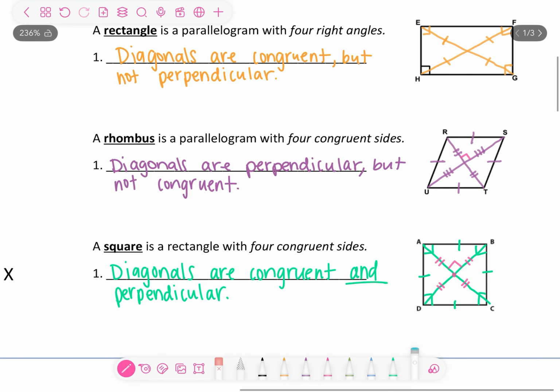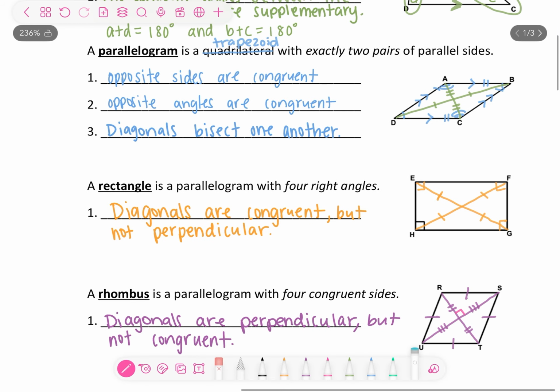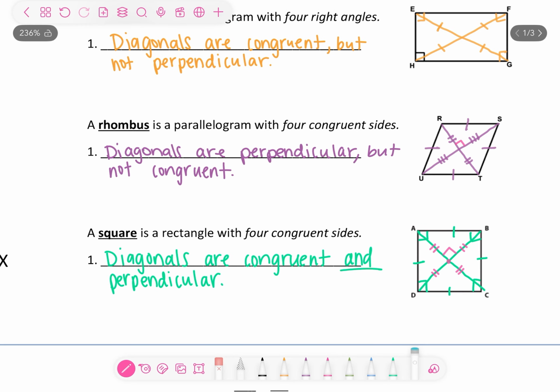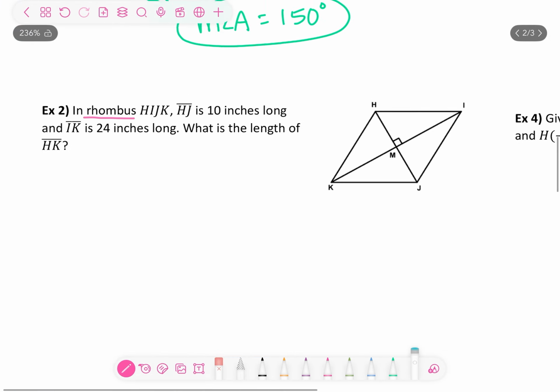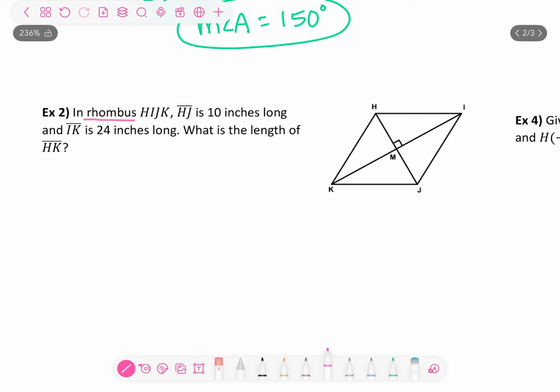So in a rhombus, the diagonals are perpendicular, but they're not congruent. But because it's a parallelogram, we know the diagonals bisect one another. We also know that the diagonals are perpendicular. And of course, all 4 sides are the same. So let's go ahead and label some of that on our picture. All 4 sides are the same, so we know all 4 of these are the same.